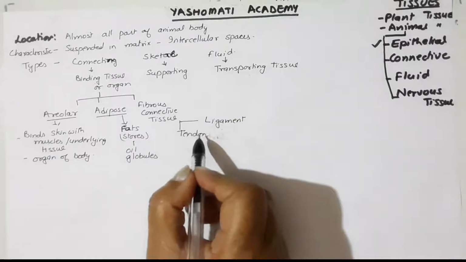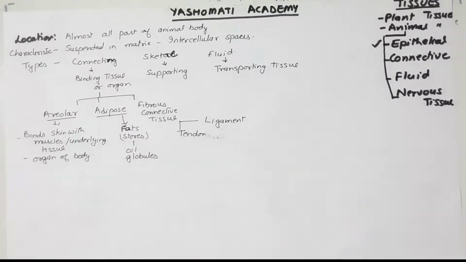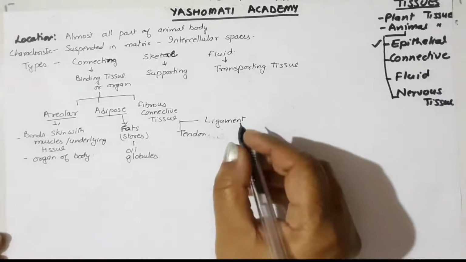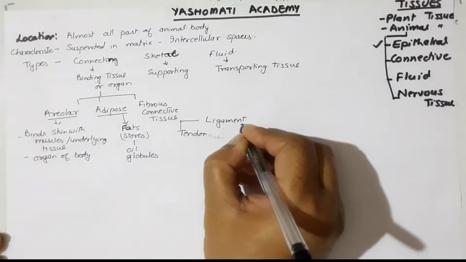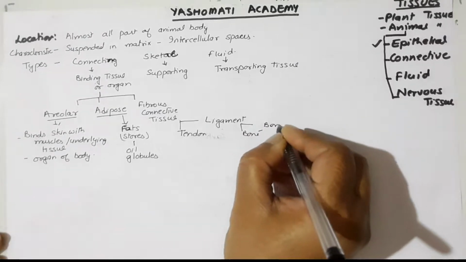These fibrous connective tissues, fibrous means fiber-like, thread-like. These threads form thread-like structures which are very strong and which help in connecting bone to bone or bone to muscle. So these fiber-like structures which connect bone to bone are called ligaments. So what are ligaments? They connect bone to bone.